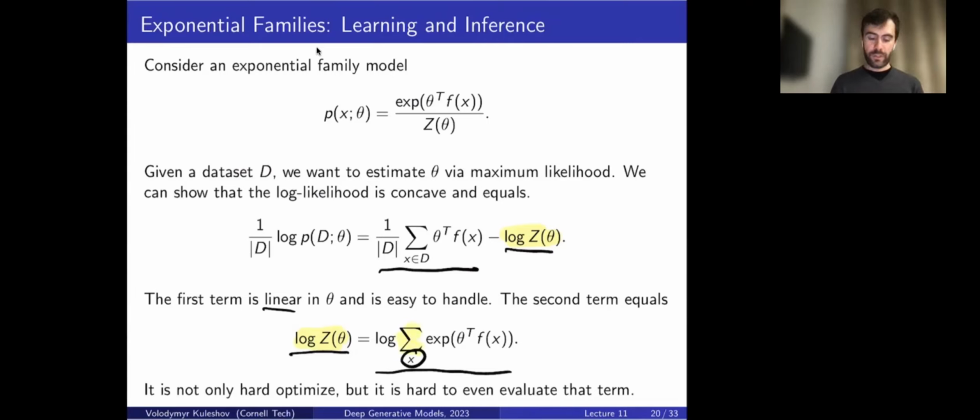So this term here is what's going to give us trouble, and our goal is going to be to somehow still perform approximate learning and inference while dealing with this term, right? So even evaluating this term is hard, therefore it's going to be even more difficult to optimize an objective function which contains this term. So what can we do?